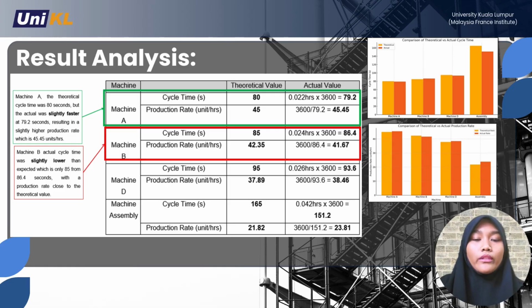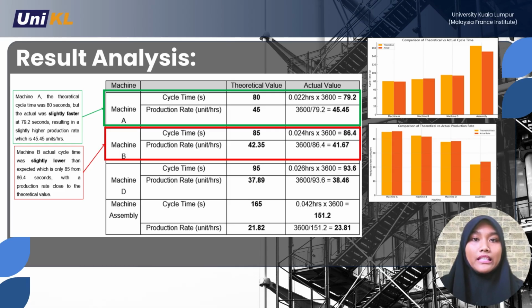So the machine B actual cycle time was slightly lower than the expected value, which is only 85 seconds from 86.4 seconds, with a production rate close to the theoretical value. Next, we also can see that machine D with an actual cycle time of 93.6 seconds and a production rate of 38.46 units per hour, which is very close to the expected 37.89 units per hour.